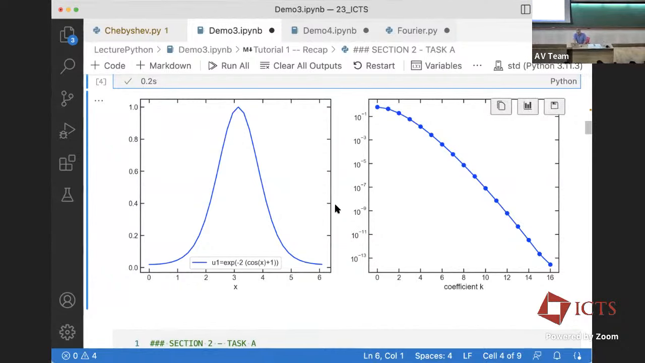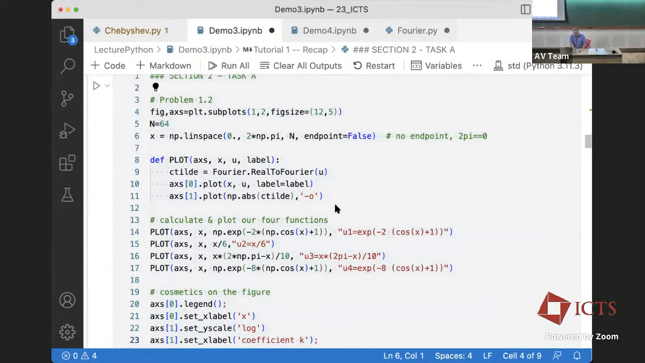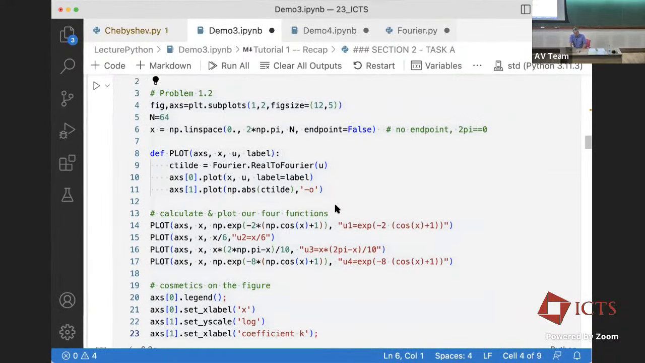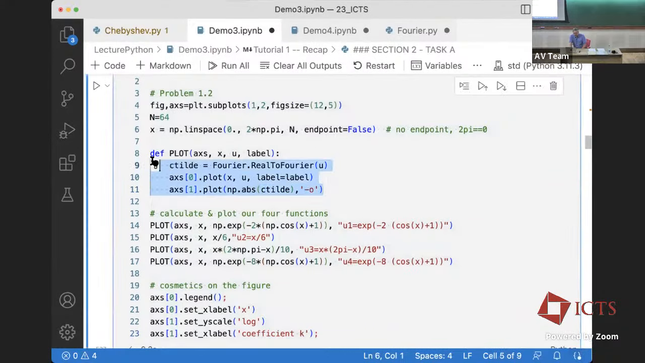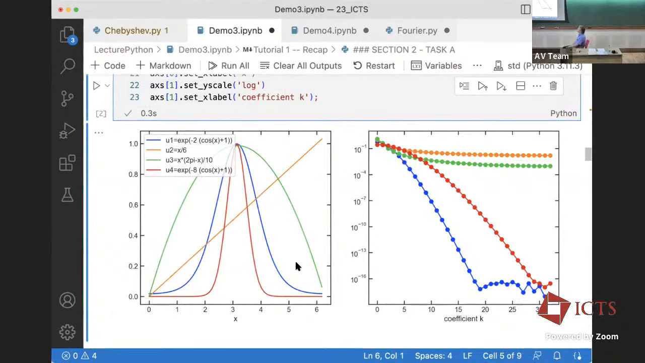Once you play this game with 4 functions, the plots begin to get overwhelmingly complicated. So I've put in a little plot function that does the common work. So I can call it 4 times for the 4 functions. And what comes out of this is, at the end of the day, a plot that looks very similar. The blue curve is the one I've just shown you. The fairly wide Gaussian, where with about 16 or 18 coefficients, you're down at 10 to the minus 16, and then you're hanging around round off.